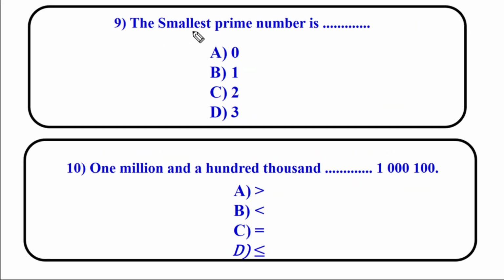Number 9, the smallest prime number is what, guys? We studied before that the smallest prime number is 2. So the correct answer is C. Number 10, 1 million and 100,000. We have here 1 million and 100. Now we have here 100,000, but no thousands here. So we will write here greater than.